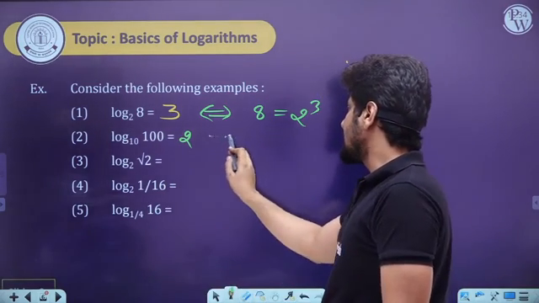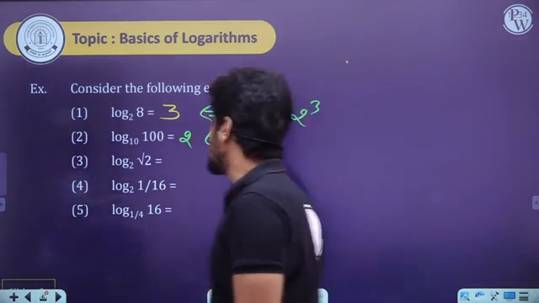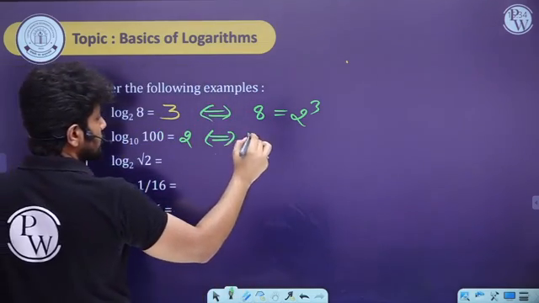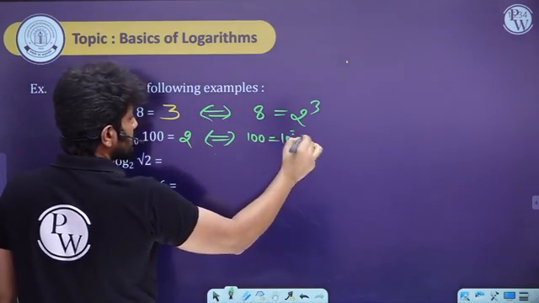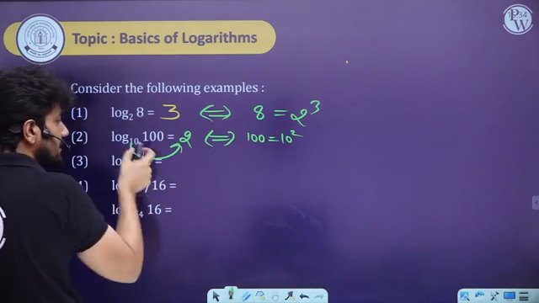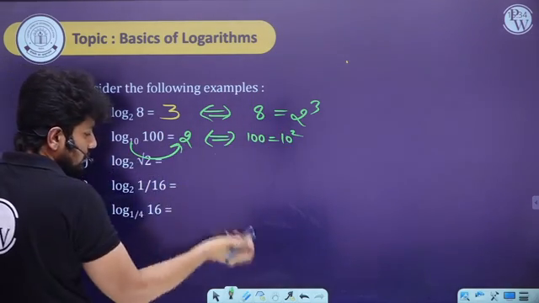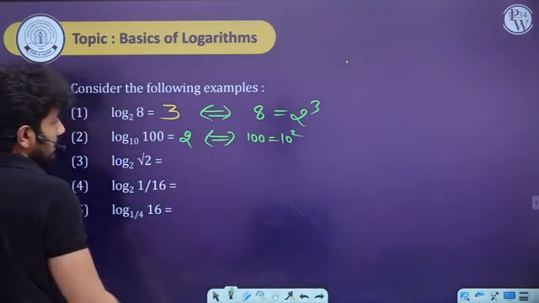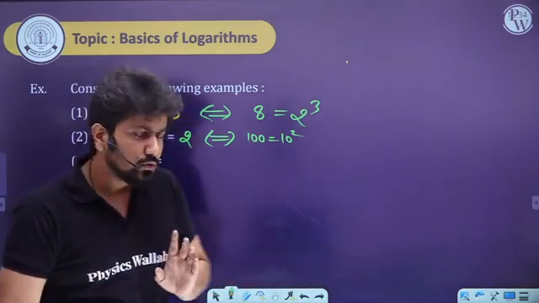Or we can convert it in the exponential format like this, that 100 is equal to 10 raised to the power 2. This 10 goes to the right hand side. We have 100 on the left. 10 raised to the power 2 is equal to 100. We know that. Okay. Log of root 2 to the base 2.